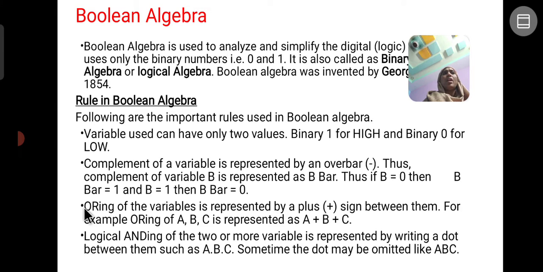What are those 3 gates? NOT gate, AND gate, OR gate. So the second point is the NOT gate, complementing. And the third rule is using OR, ORing. What is OR? Using the OR gate.